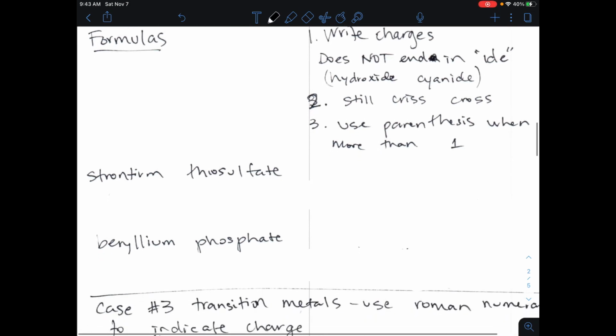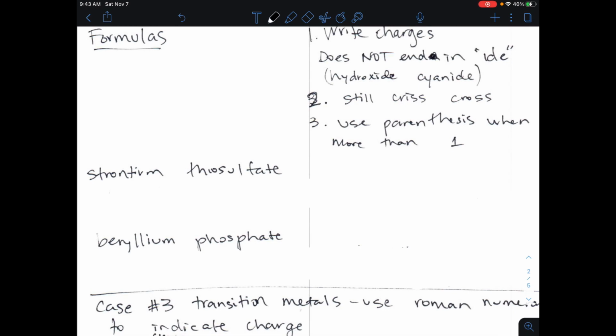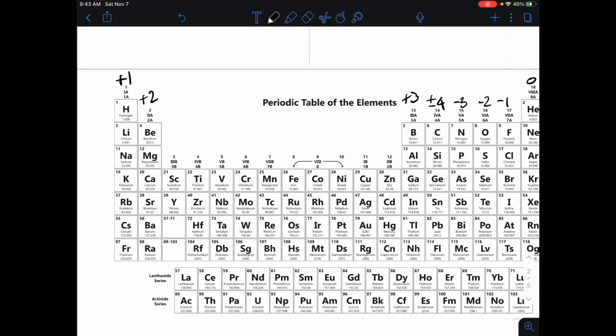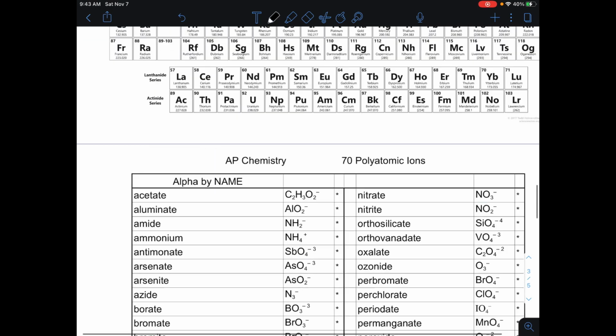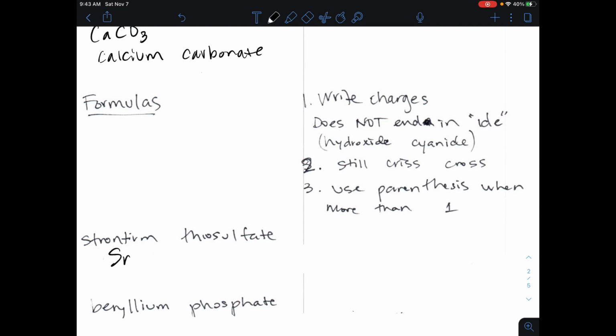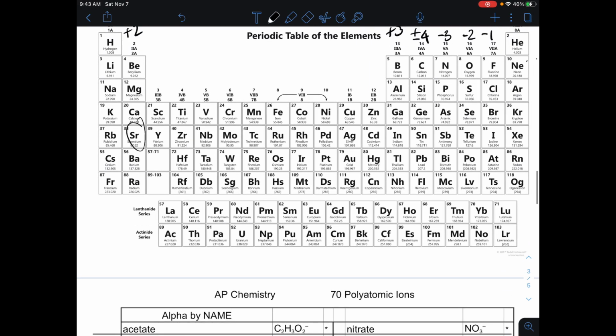So let's try strontium thiosulfate. Okay, so strontium, look in the periodic table right here. Strontium is a +2 charge. That's the first thing you do: find strontium, find its charge, write it out. We're still crisscrossing like we learned the other day. So strontium, Sr +2.